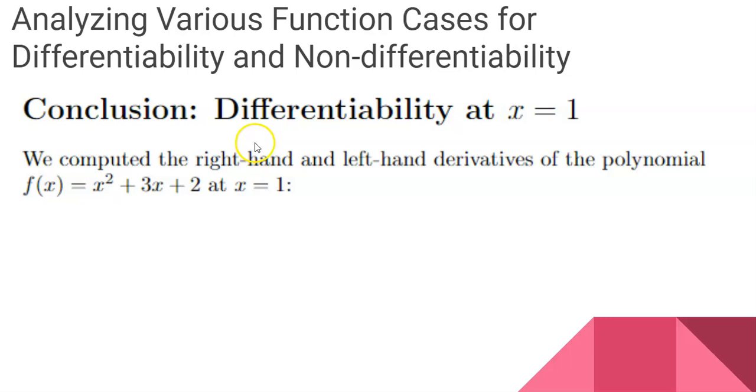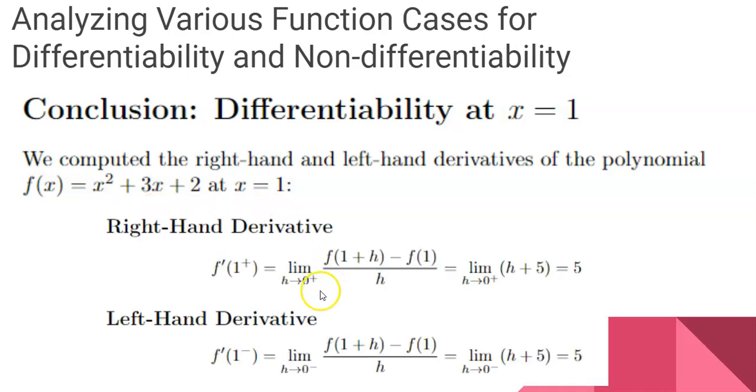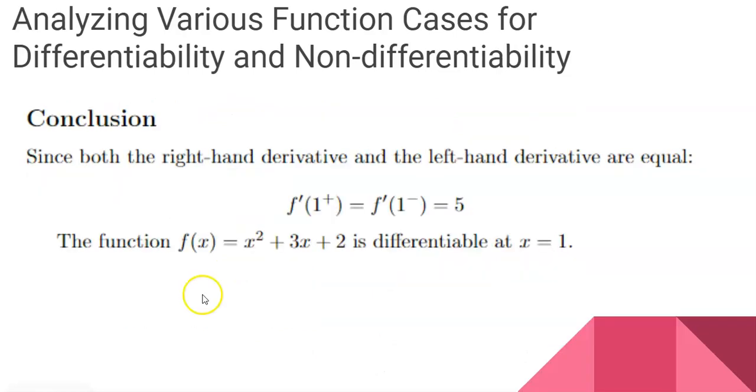As a conclusion, on the differentiability of the function at x = 1, we computed the right-hand and the left-hand derivatives of the polynomial x² + 3x + 2 at x = 1, and that would be equal to 5. General conclusion: since both the right-hand derivative and the left-hand derivative are equal, f'(1) from the right is equal to f'(1) from the left, and that is equal to 5, then we can say that the function x² + 3x + 2 is differentiable at x = 1.